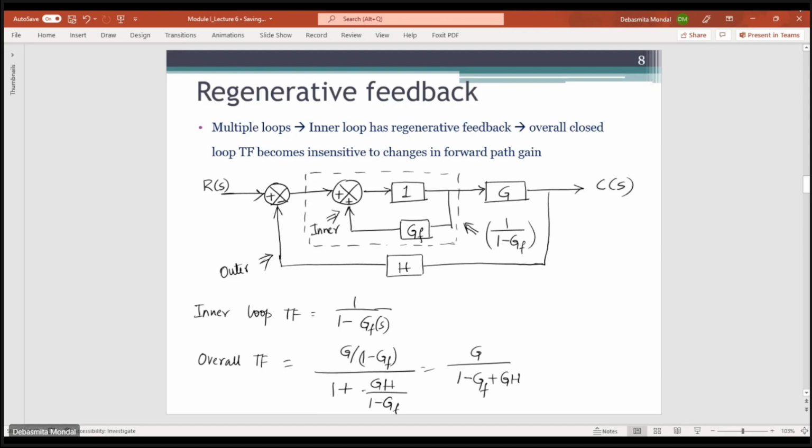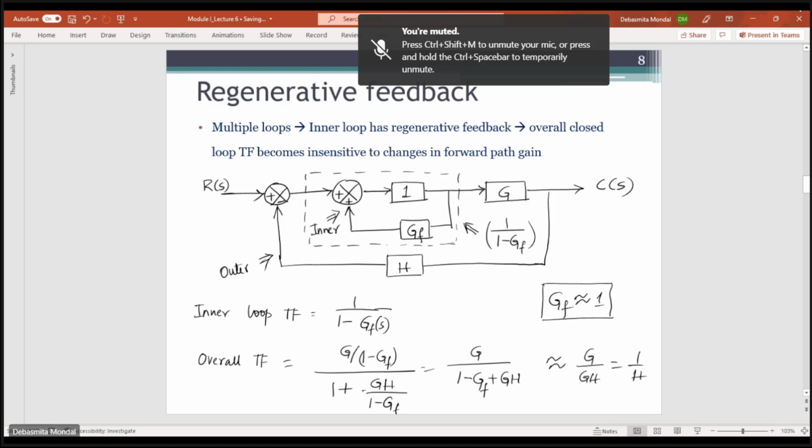Now, let's say the value of GF is approximately equal to 1, that is, you select the feedback sensor for this positive feedback loop as approximately 1. Then the overall transfer function becomes approximately equal to G by GH, since this term gets cancelled out, which equals 1 by H. So under this condition the overall transfer function becomes independent of the forward path gain. It is only dependent on the feedback path gain.